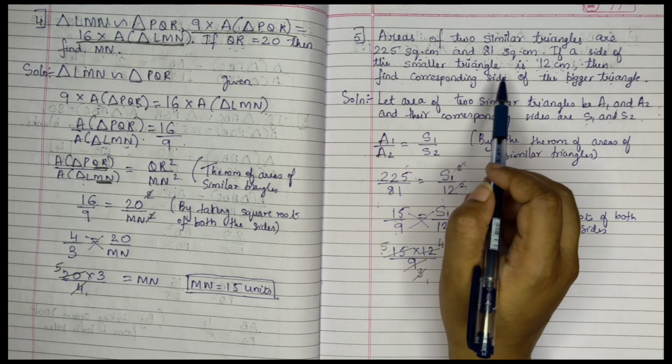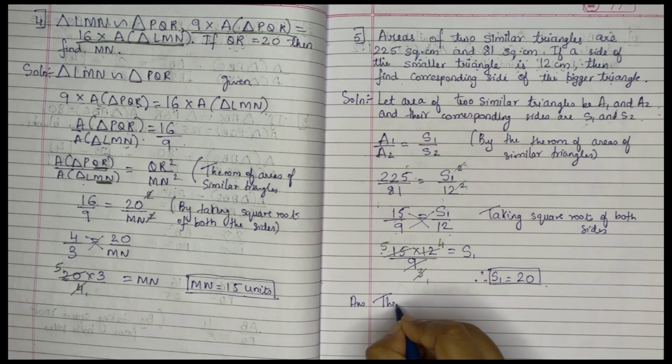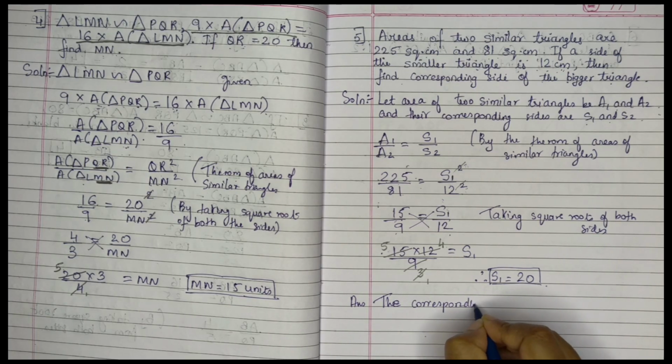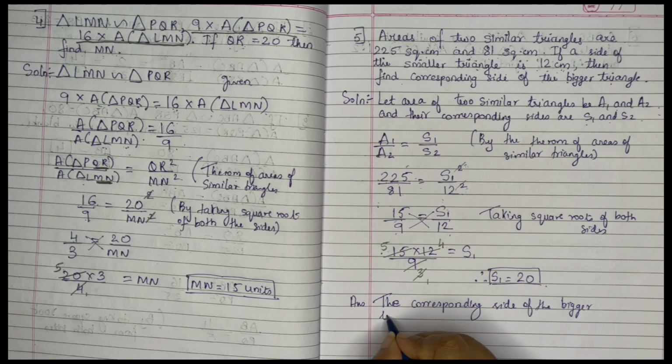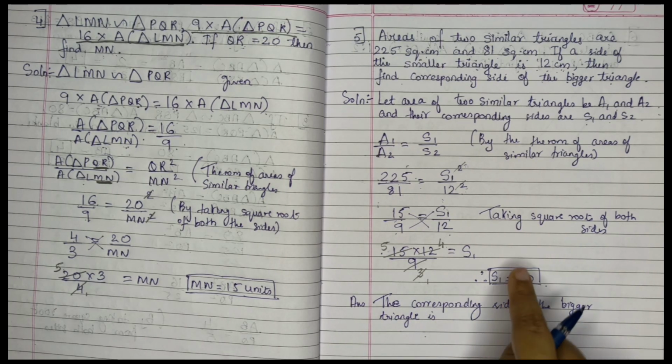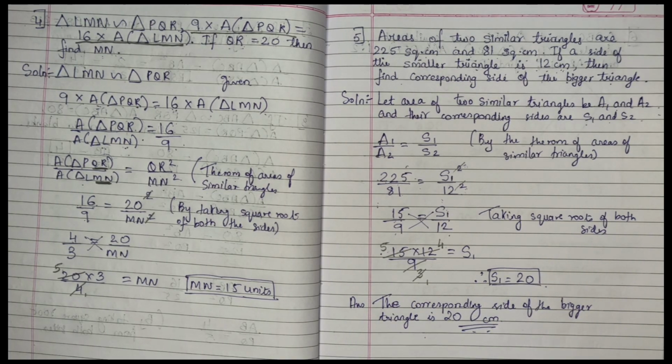So what was asked here? Find the corresponding side of the bigger triangle. The corresponding side of the bigger triangle is 20 centimeters. Okay, so we have finished the fifth sum.